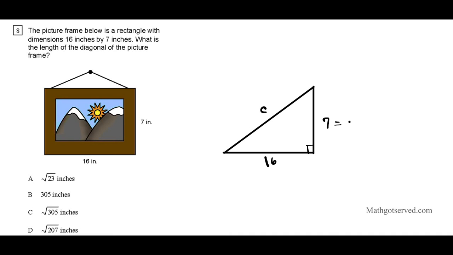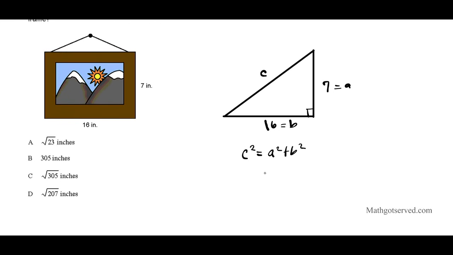Okay, so I'm going to call this A and B. Remember, the labeling of the legs is interchangeable. I can call this A and B and I'll still be correct, okay? So C is the diagonal. So we're going to use the Pythagorean theorem, C squared equals A squared plus B squared. And then we're going to have C squared equals 7 squared plus 16 squared.